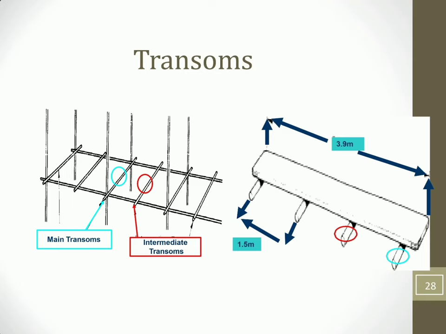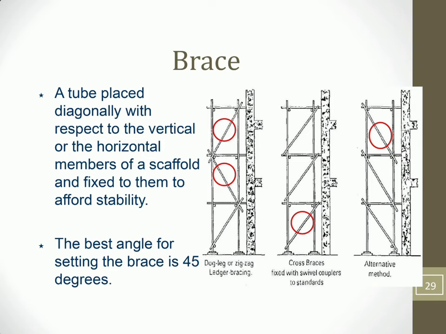And next one, brace. That is zigzag ledger bracing, and these braces are fixed with a swivel coupler to the standard, and there are alternative methods. Three varieties of braces are mentioned. A brace is a tube placed diagonally with respect to the vertical or horizontal members of a scaffold and fixed to them to afford stability. The best angle for setting the brace is 45 degrees.